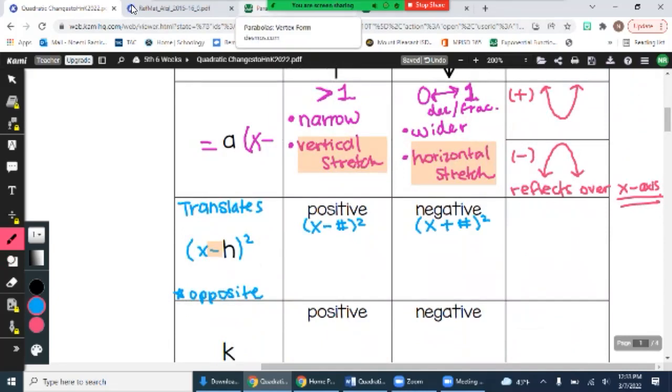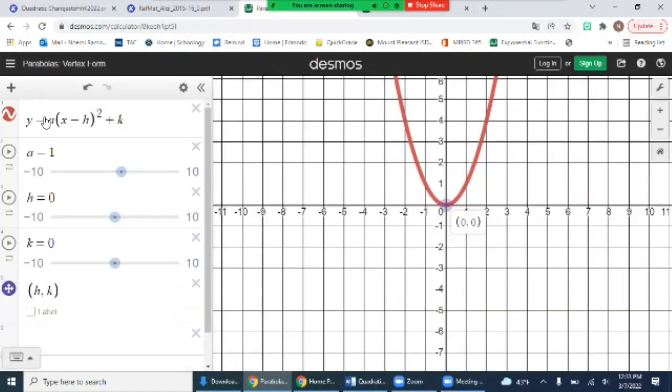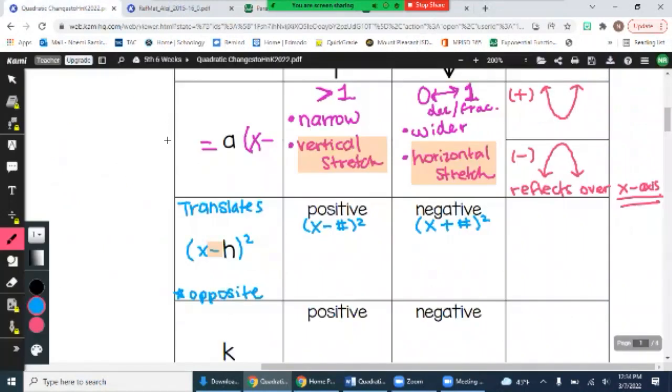But let's see what it actually does. We said it translates. Translates in what direction? Ready? So if h is a positive number, it's going to translate which way? To the right. If it's negative, it'll translate to the left. So h is responsible for moving the vertex left and right. Positive number will move it to the right. Negative number moves it to the left.